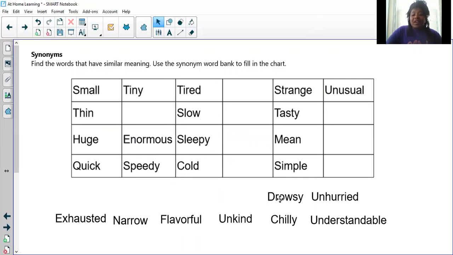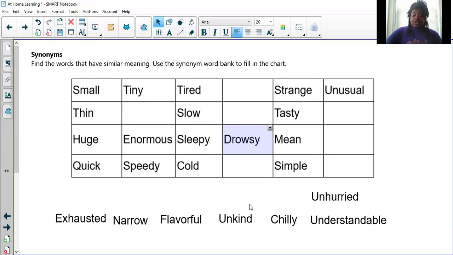All right, the next word is drowsy. Now, drowsy means to be tired or sleepy. So we have two words that are tired and sleepy. I'm just gonna put drowsy in the sleepy section because of its ending suffix Y. I just wanted to put them in the same one.